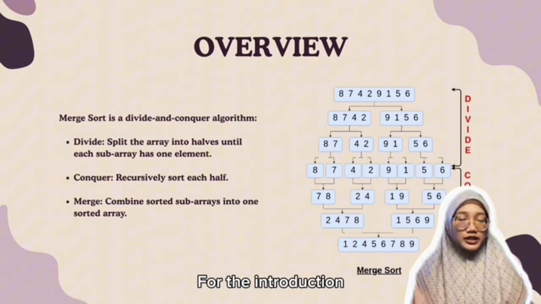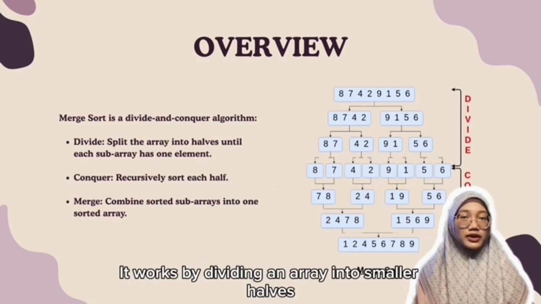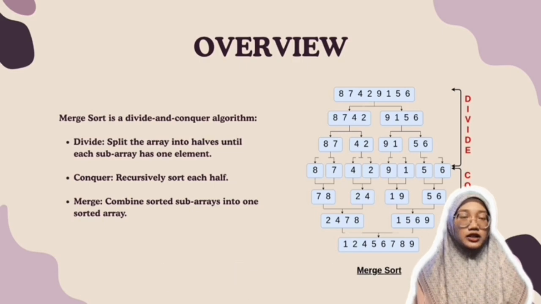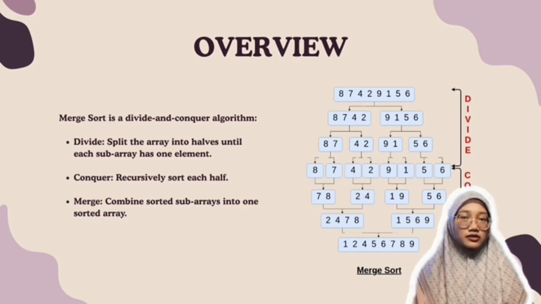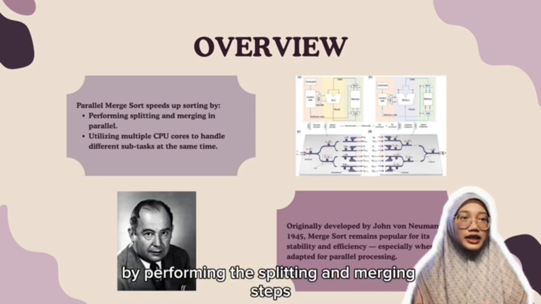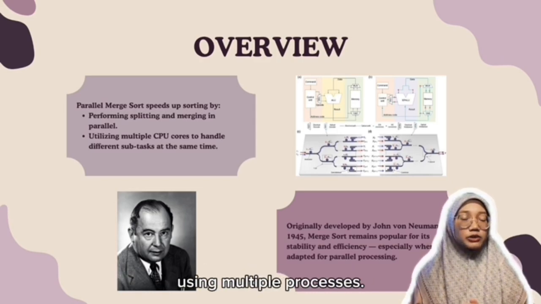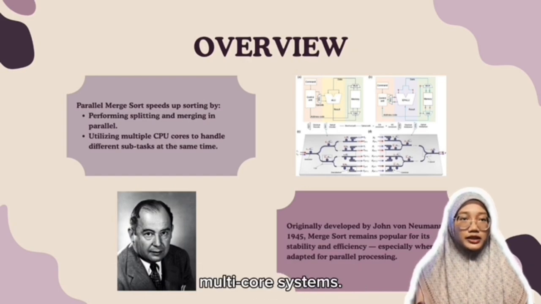For the introduction, merge sort is a classic divide and conquer algorithm. It works by dividing an array into smaller halves, sorting each half recursively and merging them to form a sorted result. Parallel merge sort improves this process by performing the splitting and merging steps simultaneously using multiple processes. This allows faster execution and better use of modern multi-core systems.